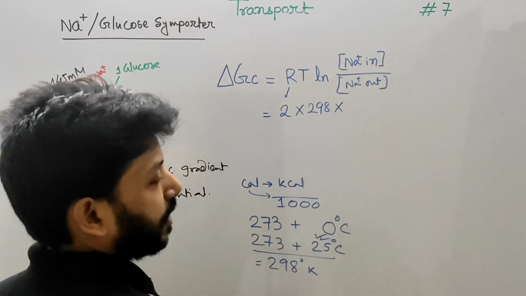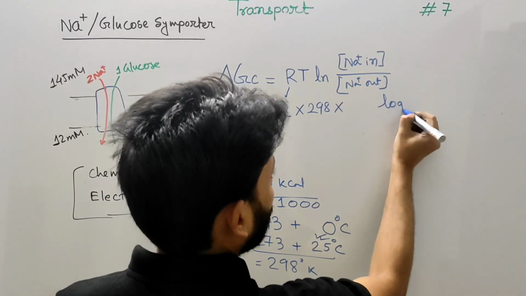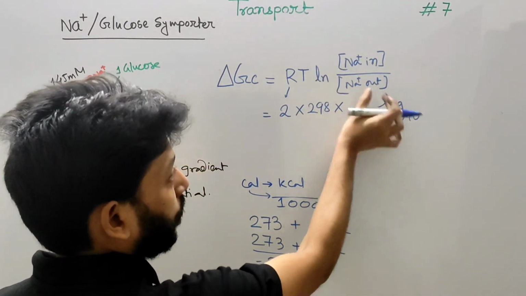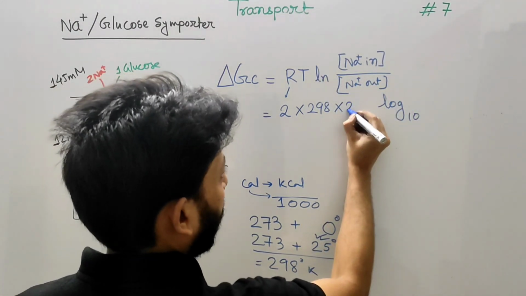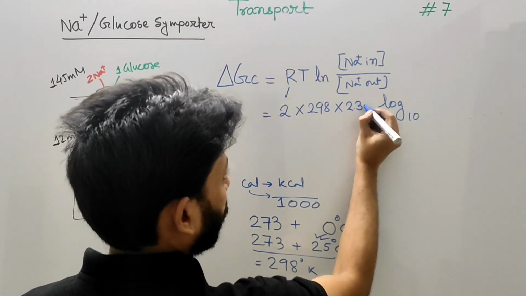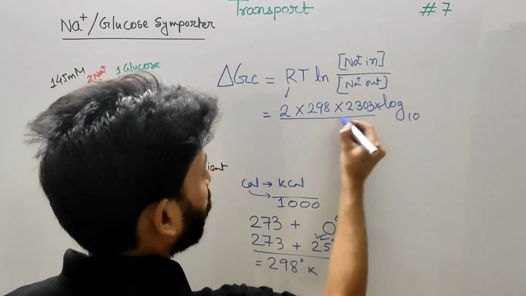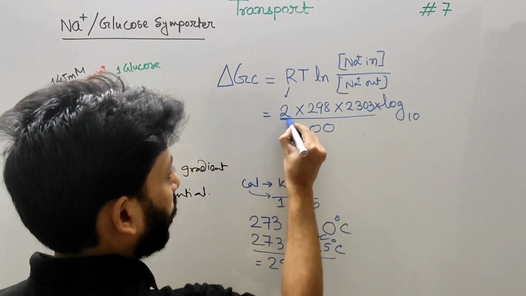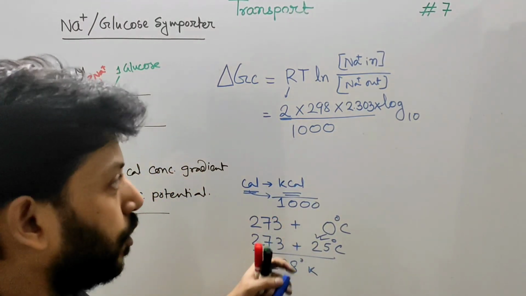And this natural logarithm can be converted into log 10, and when we convert this natural log into log 10, we multiply by another value, that is 2.303. So all this value will be divided by 1000. As I mentioned, the 2 is the value in calorie, so we have to convert it to kilocalorie, so we have to divide by 1000.